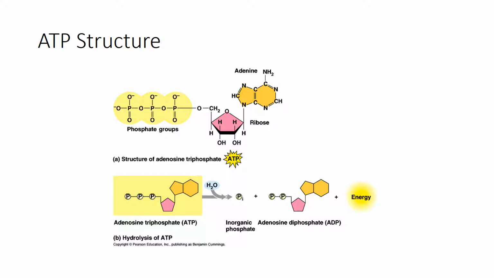All right, and as you can see, it's that terminal or third phosphate bond that is a high energy bond, and when it is broken, it releases both heat and energy. Okay, when we break that bond. And remember, that's hydrolysis of ATP, using water to break apart the ATP. Okay, and the product of that is going to be an inorganic phosphate and ADP, otherwise known as adenosine diphosphate.